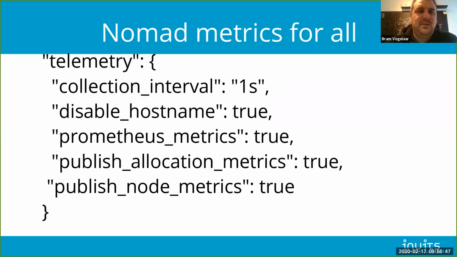How do we expose the Nomad metrics? It's a bit more work than for Consul, but it's pretty much still the same. It's a bit of HCL code to expose the telemetry. We'll again disable the hostname, and we'll expose Prometheus metrics.